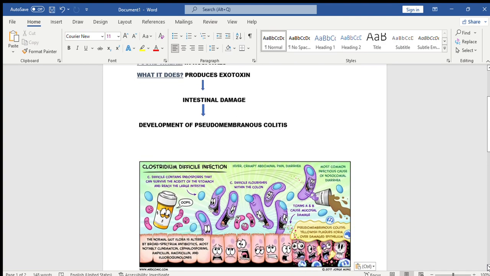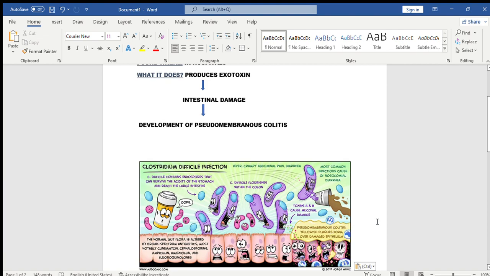Now if you look at this picture, you have this evil looking Clostridium bacilli. Here it is releasing its endospores, or you could say the exotoxins. These toxins are special because they're able to survive in the acidic environment of the stomach. Then you can see they reach the large intestine and go for an all-out attack, and they flourish in this colonic region. The toxins that are released cause intestinal and mucosal damage, and as a result it produces what is known as pseudomembranous colitis.